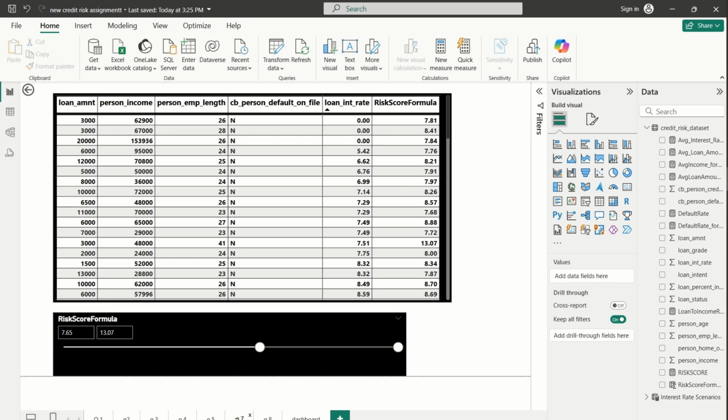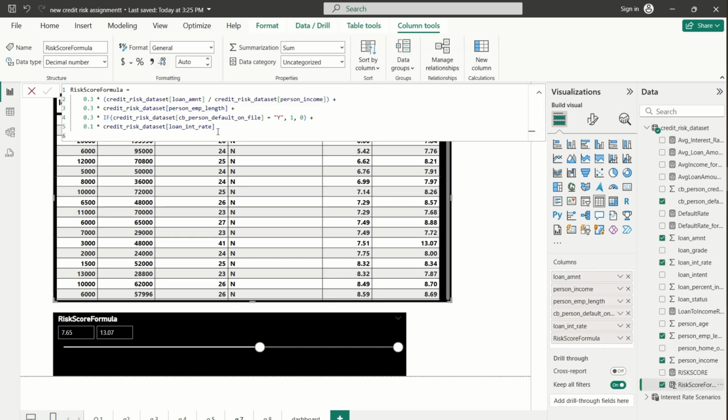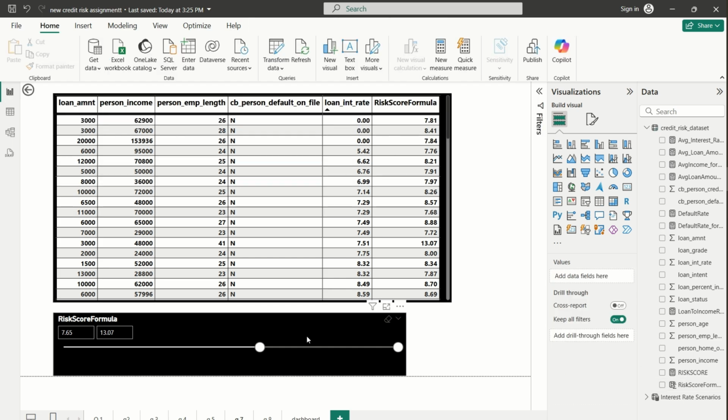So for this, I have created a DAX measure, that is the risk score formula. So this is the formula for risk score. This formula considers loan amount, person income, employment length, default history, and interest rate to calculate the overall risk for each borrower. And for visualization, I have used a table, as you can see, and a slicer.